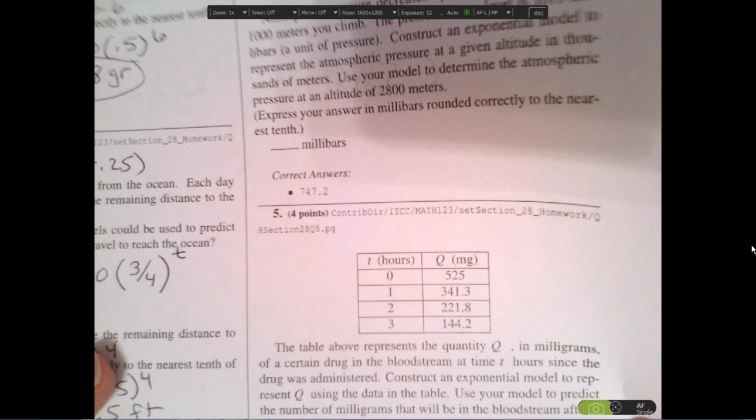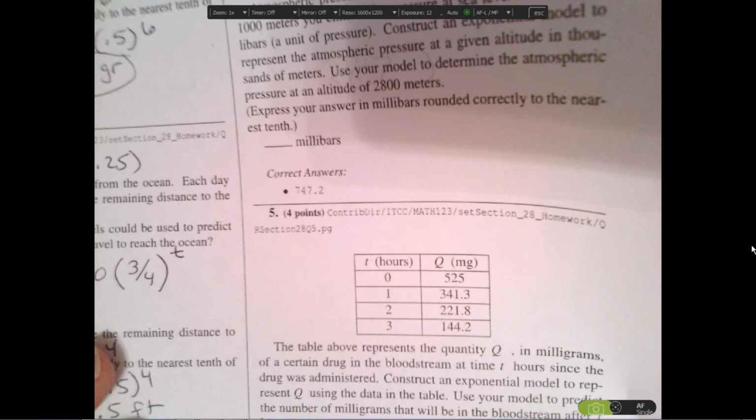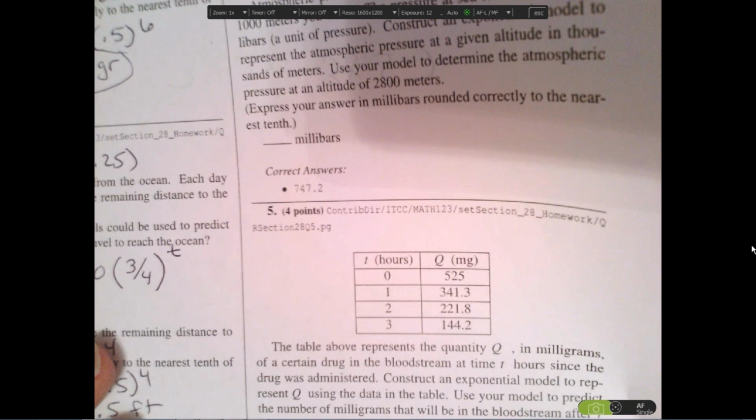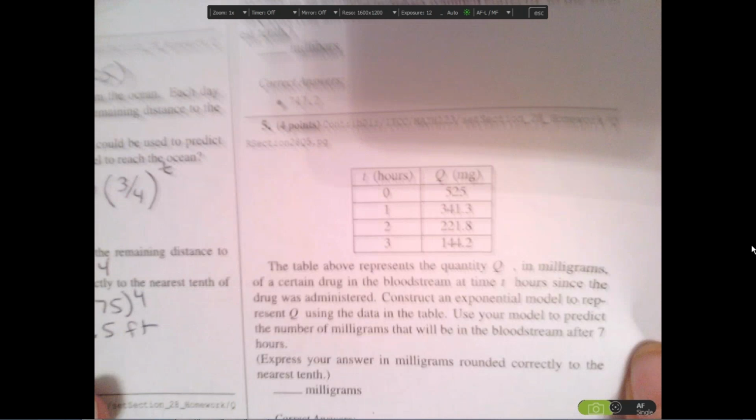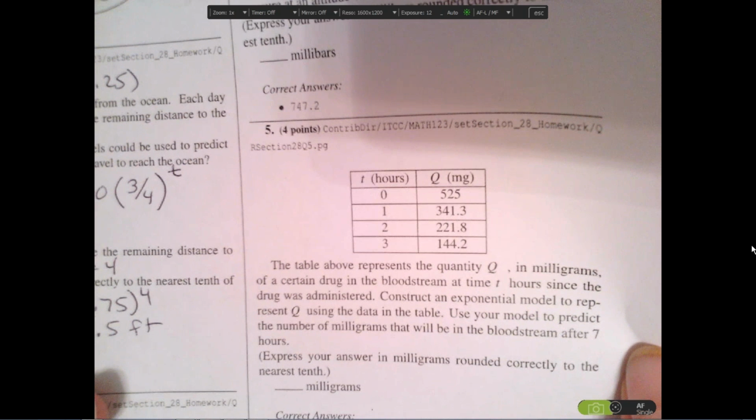Let's see. How about number 3 is like a quiz question. Number 4 is one most people have problems with. Anybody need help with 4?